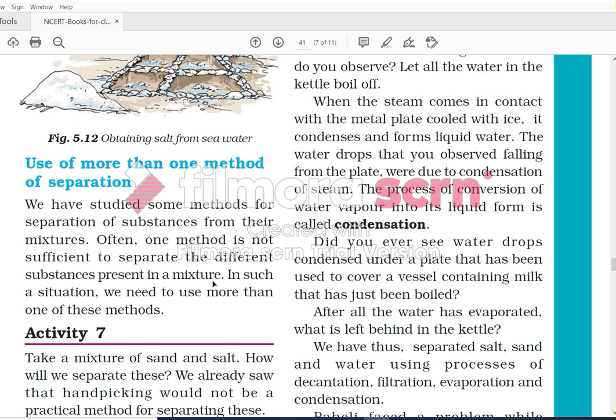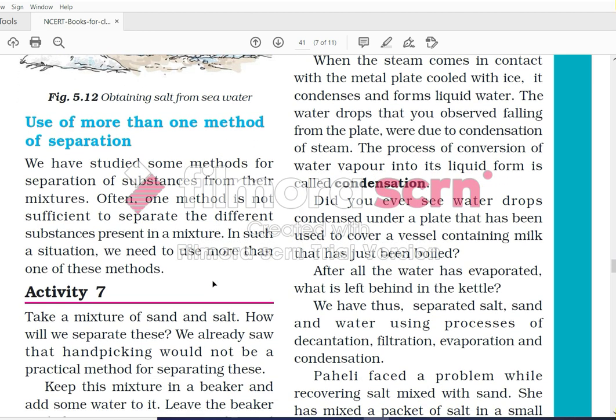boil off. When the steam comes in contact with the metal plate cooled with ice, it condenses and forms liquid water. The water drops that you observed falling from the plate were due to condensation of steam. The process of conversion of water vapor into liquid form is called condensation. Now we'll again read: the process of conversion of water vapors into liquid form is called condensation.